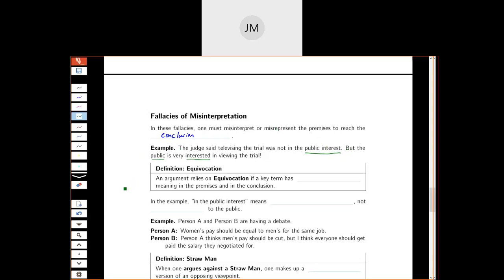Okay, so this is a logical fallacy called equivocation. An argument relies on equivocation if a key term has a different meaning in the premises and conclusion. So in the example, in the public interest means good for society. It does not mean that it's interesting to the public.